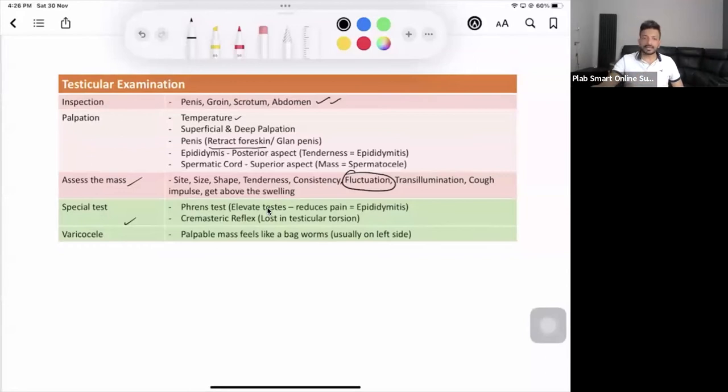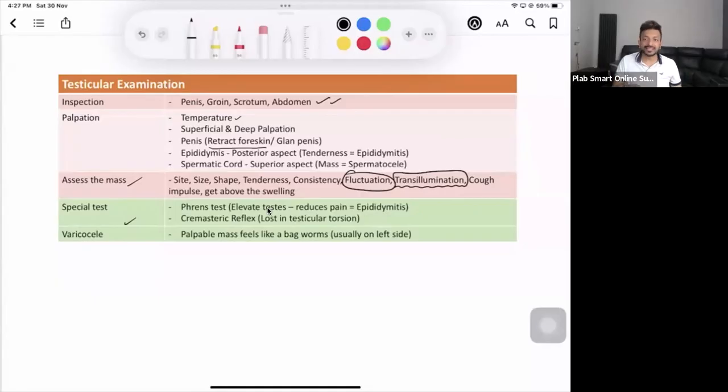Later on, when you do the examination, you can also check if the transillumination test is positive or not. They will give you a torch and a paper. You just fold the paper and shine the light from the back and check if it is transillumination positive or not. If you can see a red glow, meaning the transillumination test is positive, it might be a case of hydrocele.